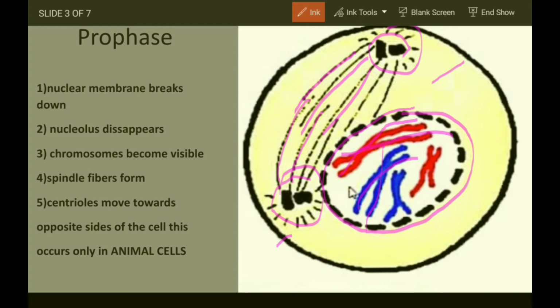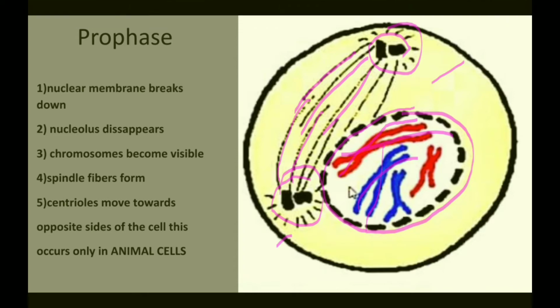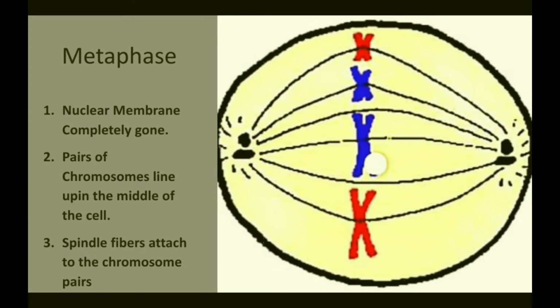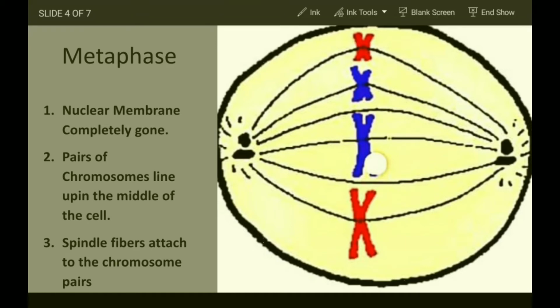After this process is complete, the cell moves on to the next phase of mitosis, which is the second phase, metaphase. In this, the nuclear membrane is completely gone, right? The pair of chromosomes line up here. You can see they have lined up.